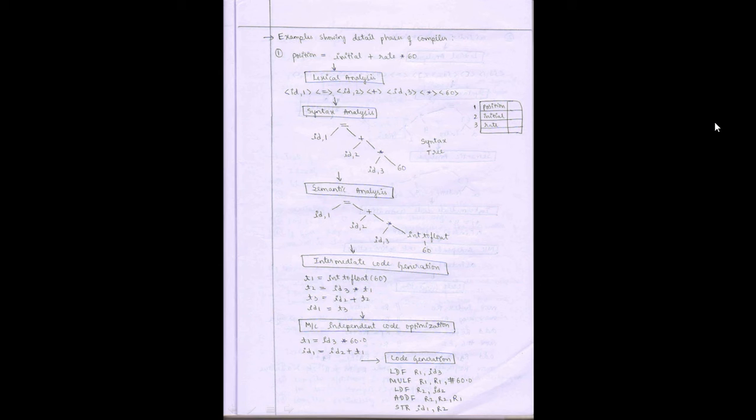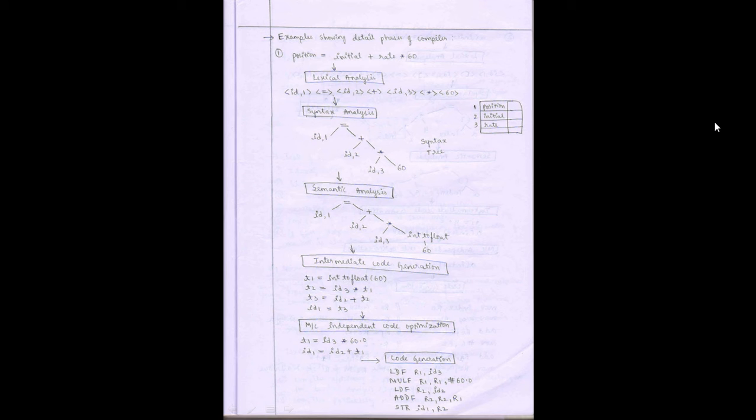So assume firstly a simple arithmetic expression statement: position equals initial plus rate into 60, right? As we know, position is a variable, it can be of any data type. Initial is also a variable, again of any data type, and we are going to compute the addition with the rate, which is multiplied with a constant 60, right?